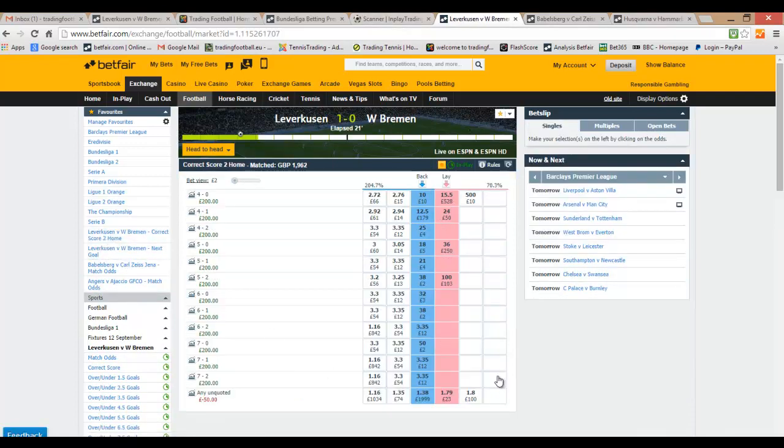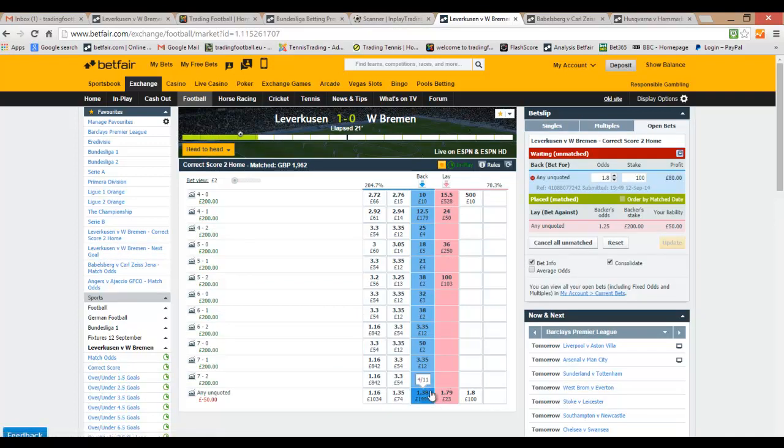Back over to Leverkusen. It's 21 minutes gone, 1-0. My 1.8 order not been matched. Someone's actually just jumped in front of me at 1.79 there. Now maybe he's hoping that I'll come in below that, 1.7 or something. Well, I'm not going to. I want 1.8. If you want it, you can take it. I would say it's a bargain.